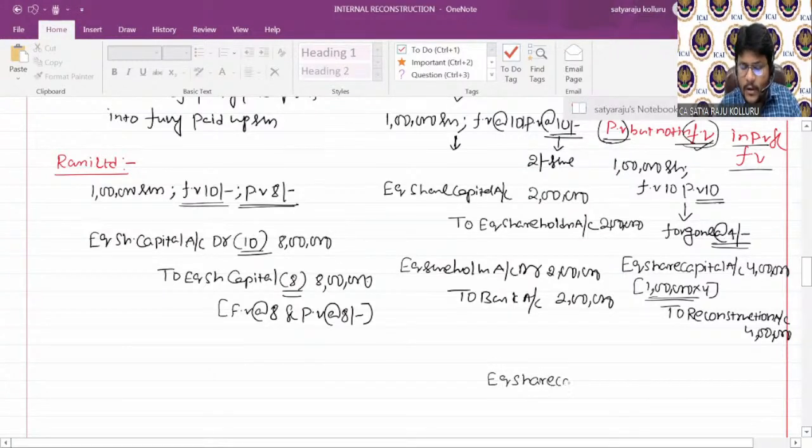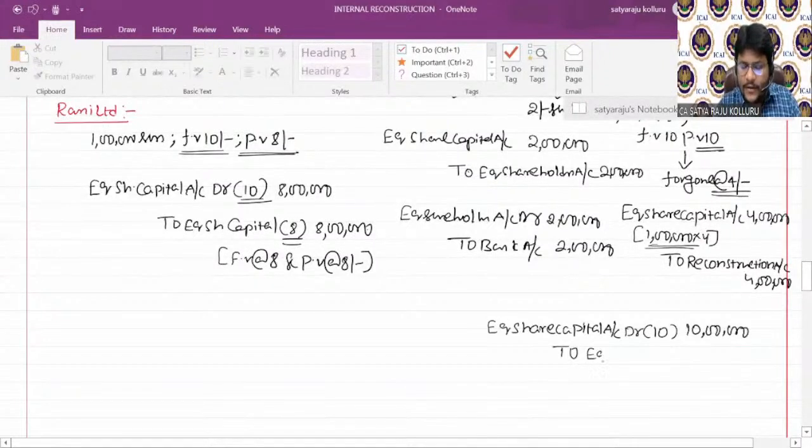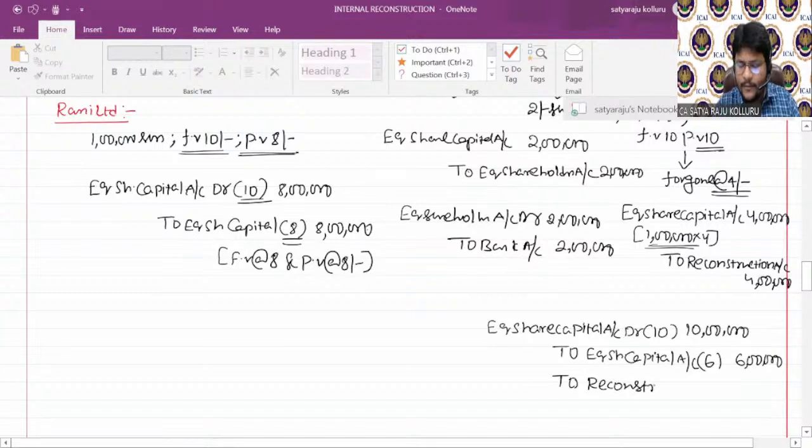Equity share capital account debit. Now the entire 10 rupees face value, you need to debit. So the entire 10 rupees face value means 1 lakh into 10 rupees, which is 10 lakh. To equity share capital account, the new face value, how much? Once the 4 rupees is foregone, the new equity share capital is 6 rupees. 1 lakh into 6, which is 6 lakhs. Now the difference you can transfer to reconstruction account, which is profit.